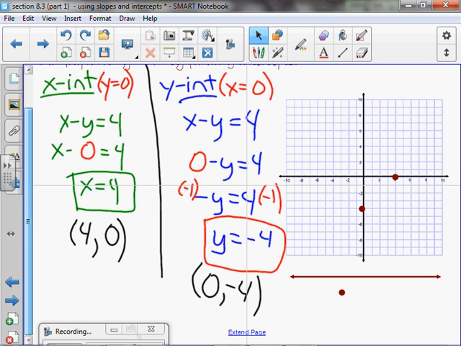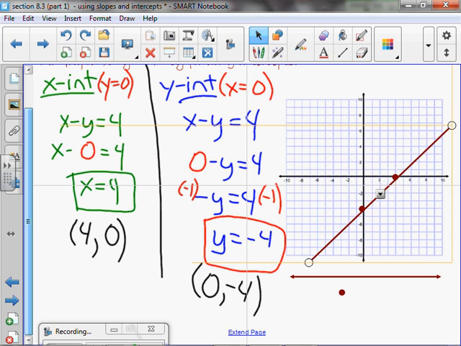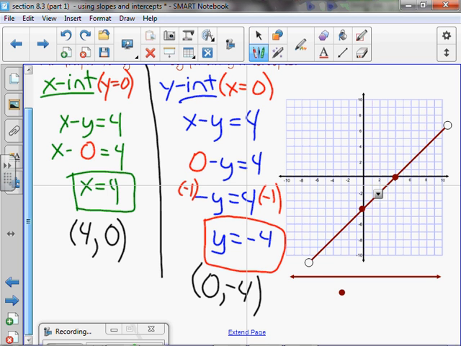And now all I'm going to do is graph this. Connect the lines. Which is sometimes a little bit easier said than done. But I connect the lines. And I have graphed the linear equation. What was this? X minus y equals 4. So I can label it x minus y equals 4 because I know that that is what I just graphed. See how easy that is?